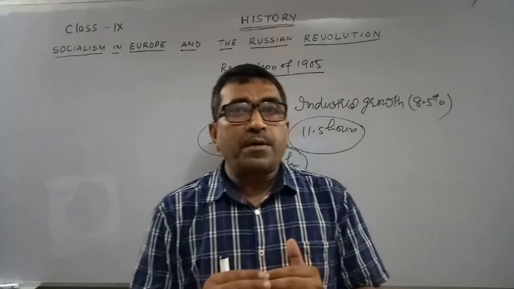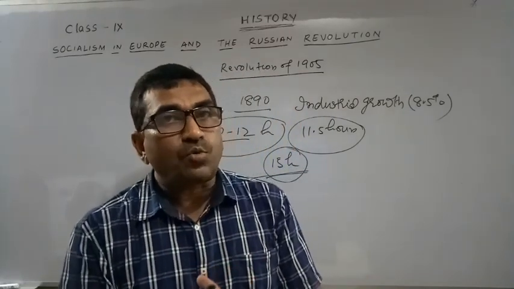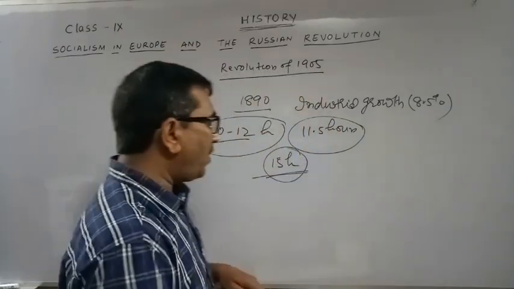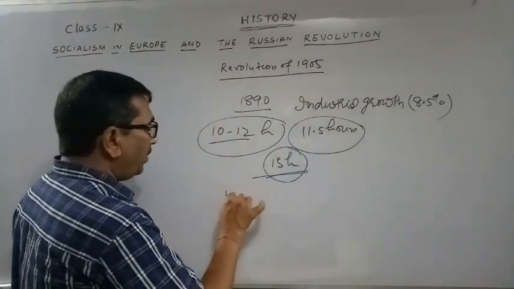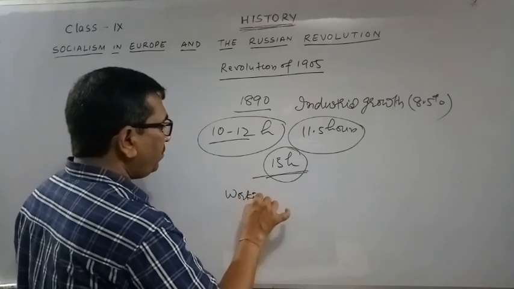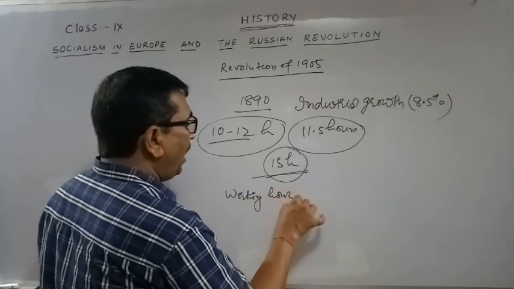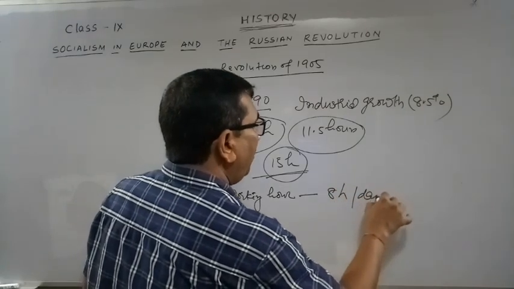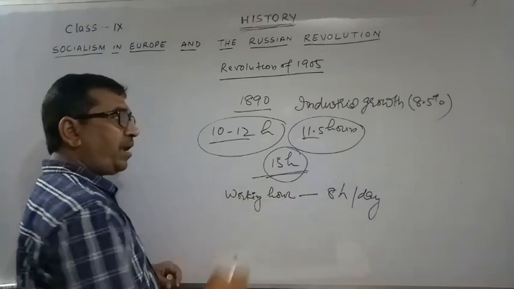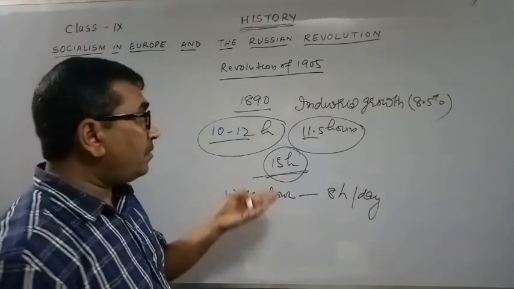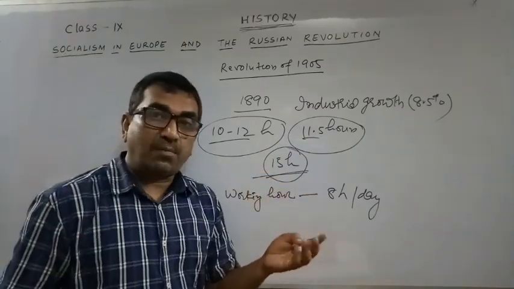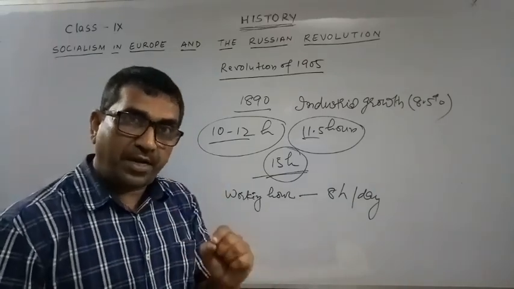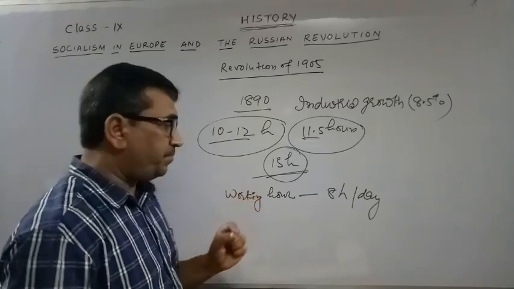So they were against the Tsarist rule, they were not satisfied with it. They demanded a reduction in the working hours, and it should be reduced to 8 hours per day instead of 11.5 hours in the general units. In some units it was going up to 15 hours. They demanded that it should be reduced to 8 hours per day. That was the first demand.